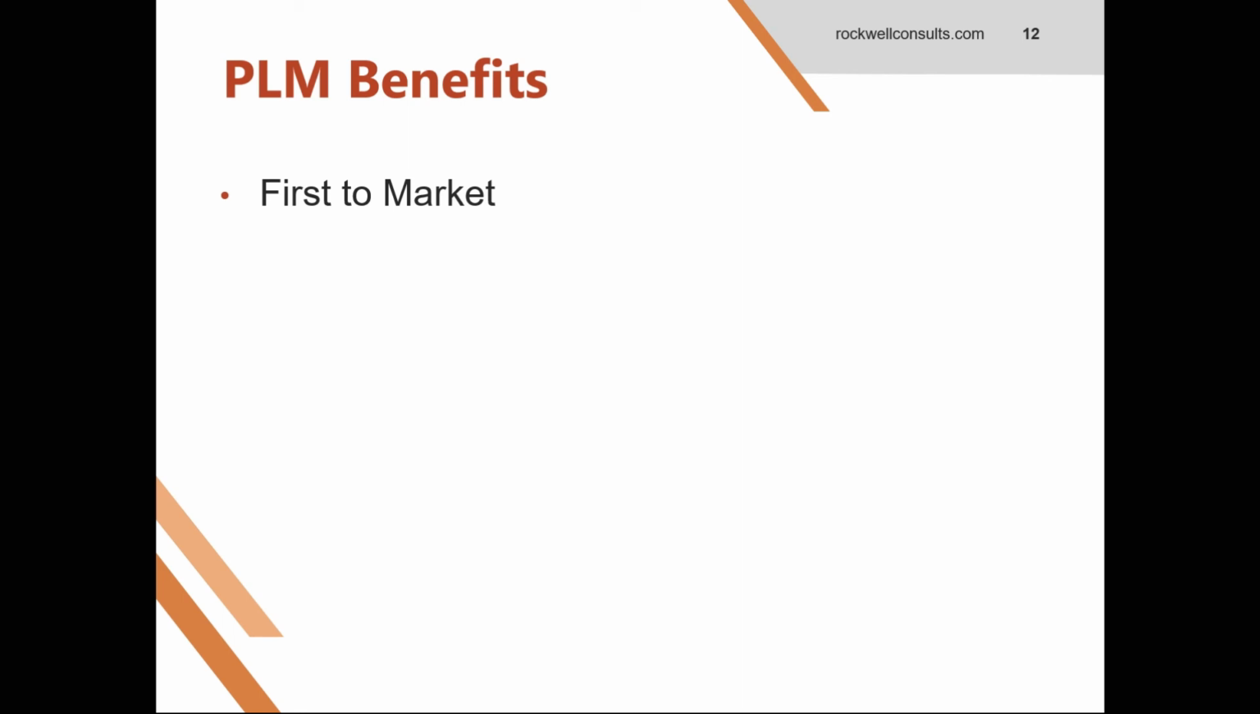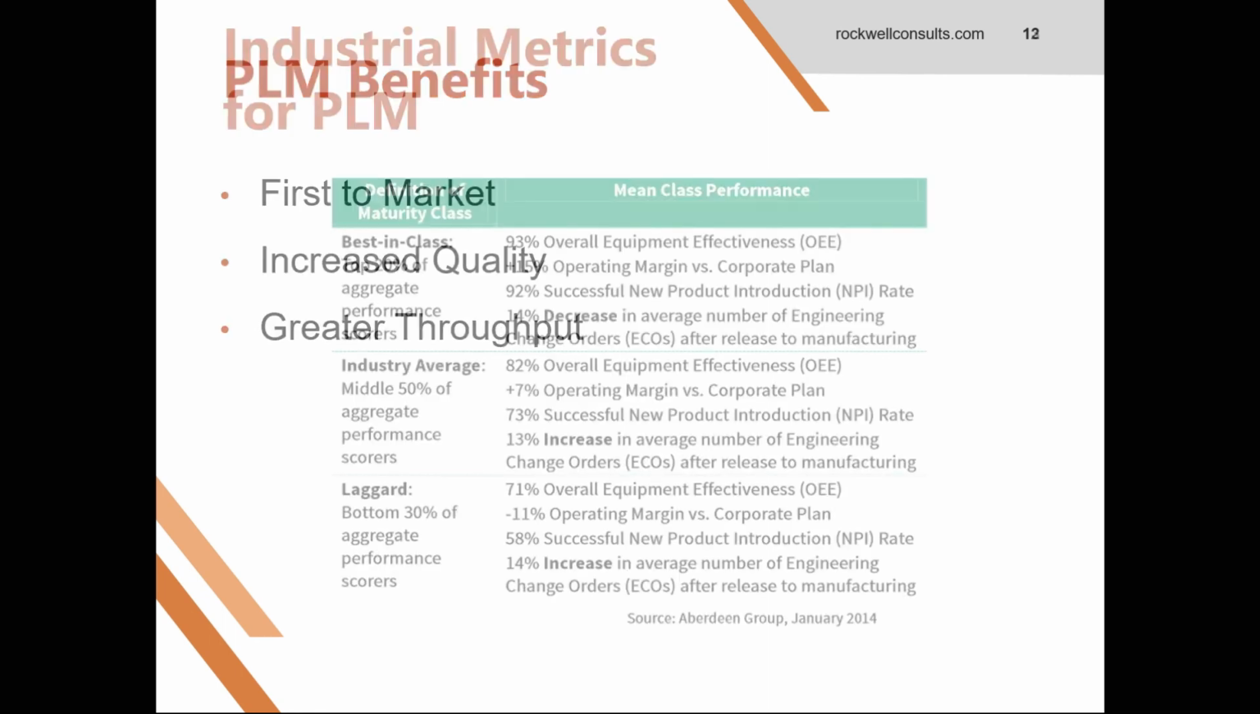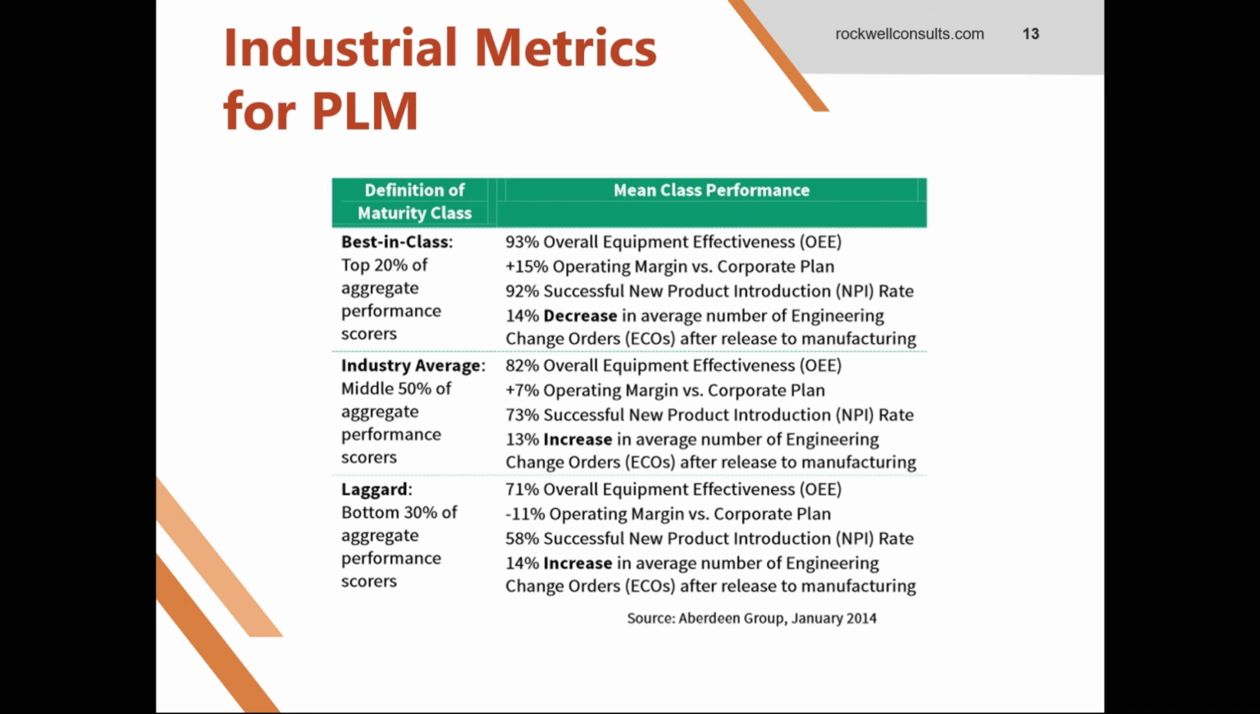As you gain confidence in the PLM process, you see quality rise and defects diminish. This translates into a more aggressive deadline as you see product consistency increase. According to a study by the Aberdeen Group in 2014, top performers, or "best in class" manufacturers, saw a 92% successful new product launch rate and boasted a 15% increase in operating margin over the corporate plan by introducing and actively utilizing a PLM strategy.